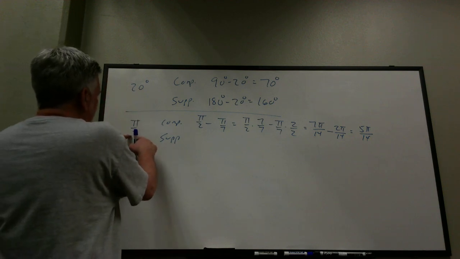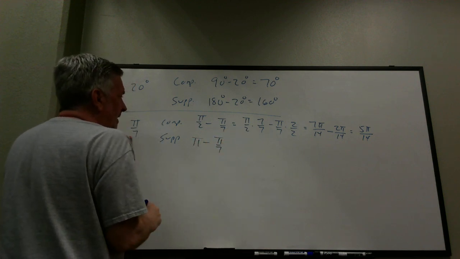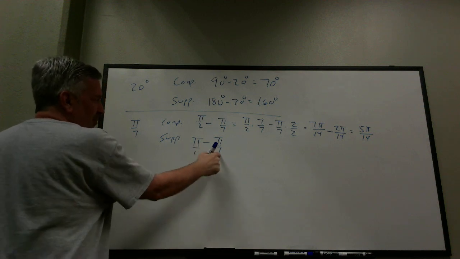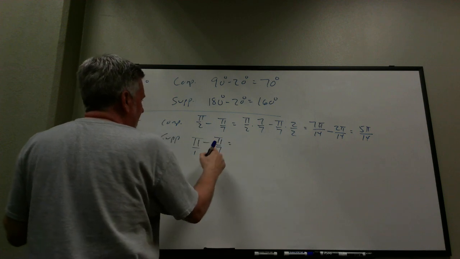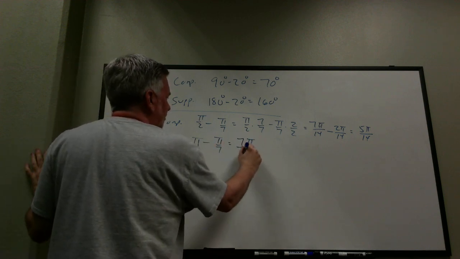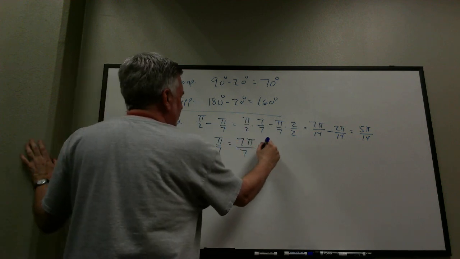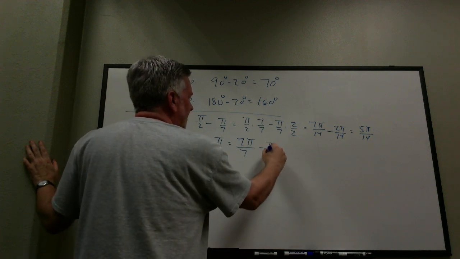So one of the angles is pi over 7. The other one's going to be pi minus pi over 7. Same idea. We need a common denominator. Think of the pi as over 1. The least common denominator is 7. So I need a 7 in the denominator, so I need to multiply the first fraction by 7 over 7. I'm multiplying by 1, so I'm not changing the value, just the appearance. And the second fraction you don't have to do anything with because it already has a 7 in the denominator.